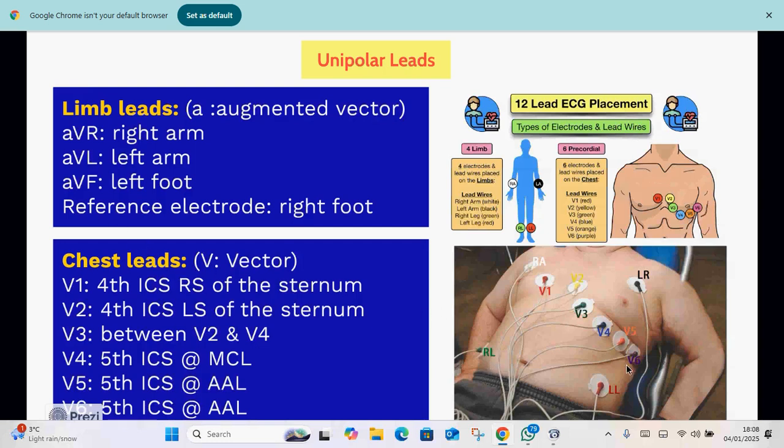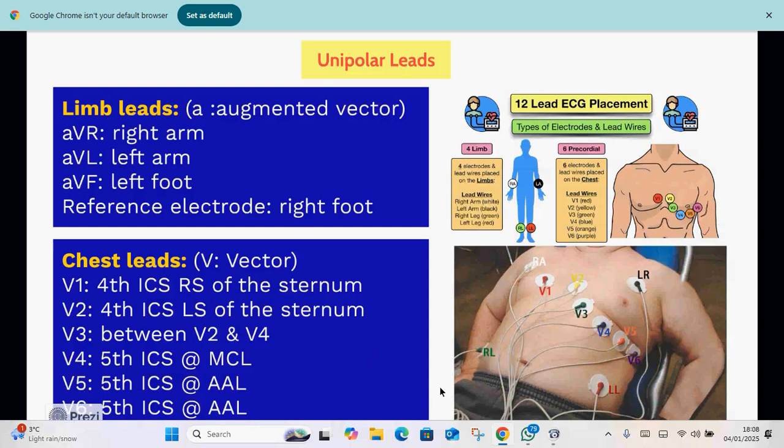The chest leads are easy because the names of the electrodes are similar to the names of the leads. When you measure between V1 and RL, this is V1 lead. When you measure between V2 and RL, this is V2 lead. When you measure between V6 and RL, this is called V6 lead.